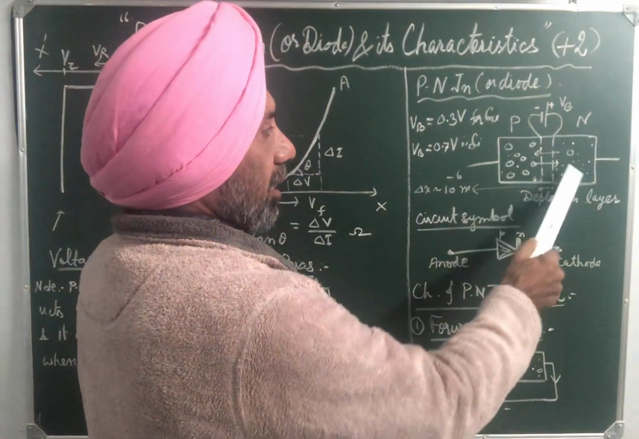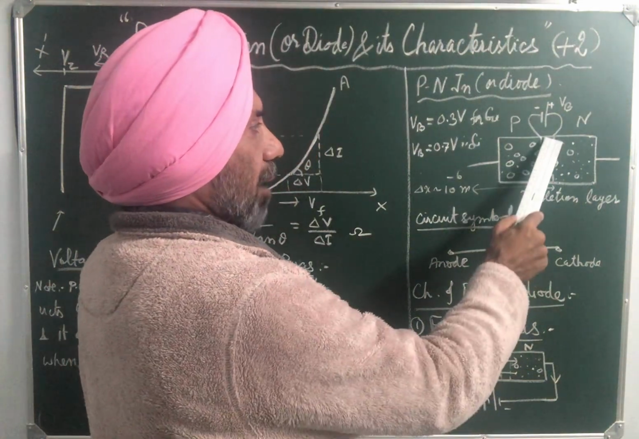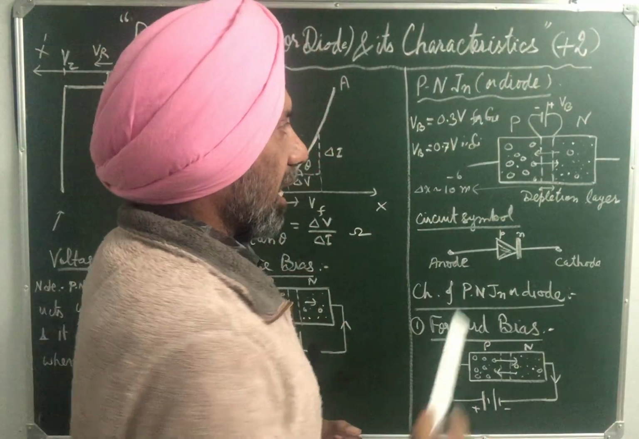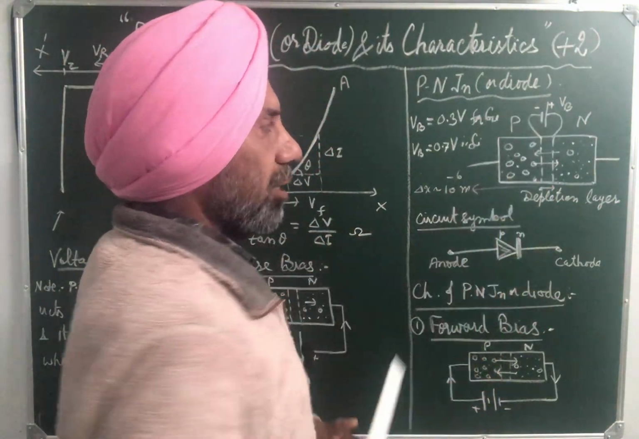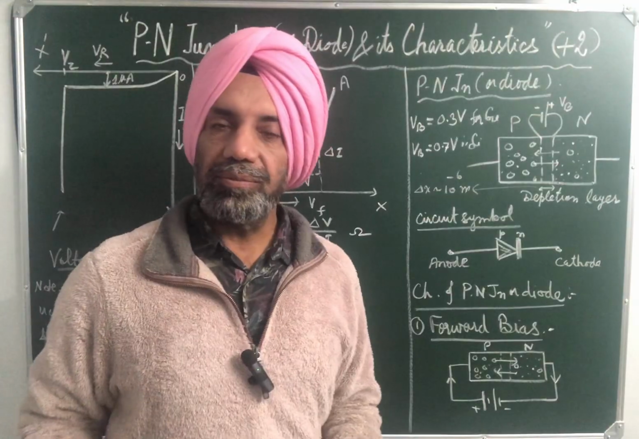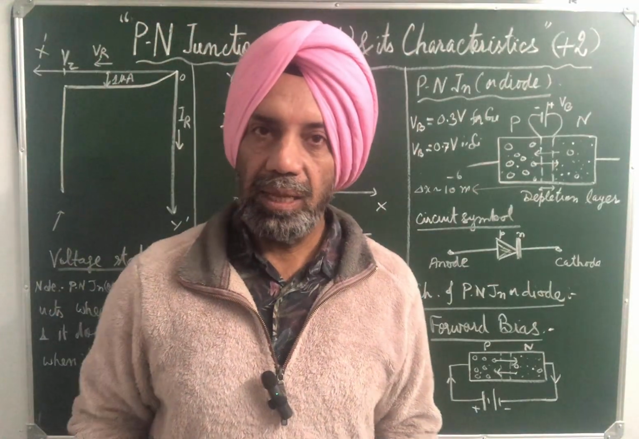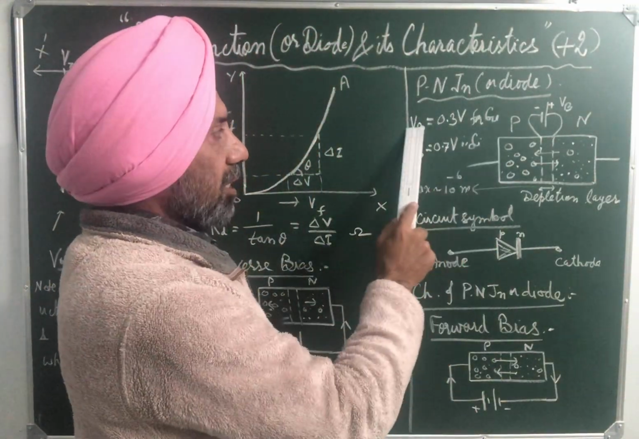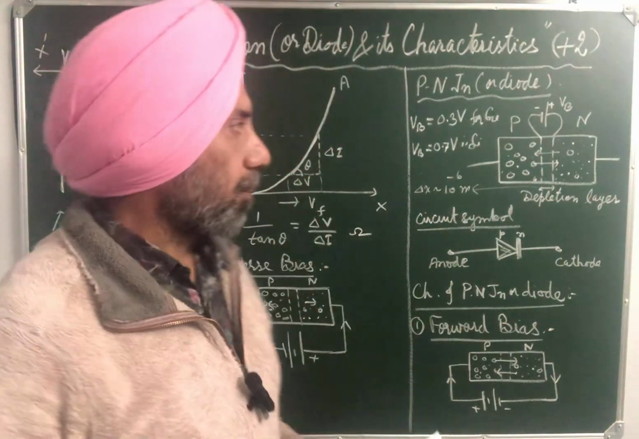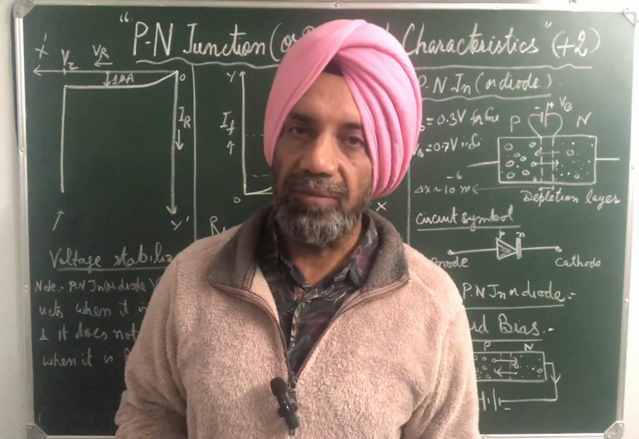After some time, diffusion of holes and electrons stops, and a potential difference is created across the junction. This potential difference is known as the potential barrier, and it behaves like a fictitious battery with its positive terminal to the n section and negative terminal to the p section. For germanium, this potential barrier is of the order of 0.3 volt, and for silicon, it is of the order of 0.7 volt.